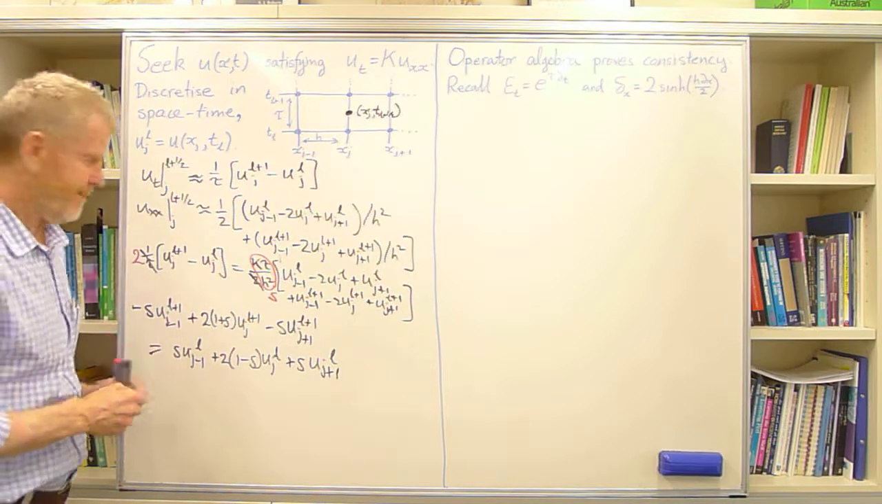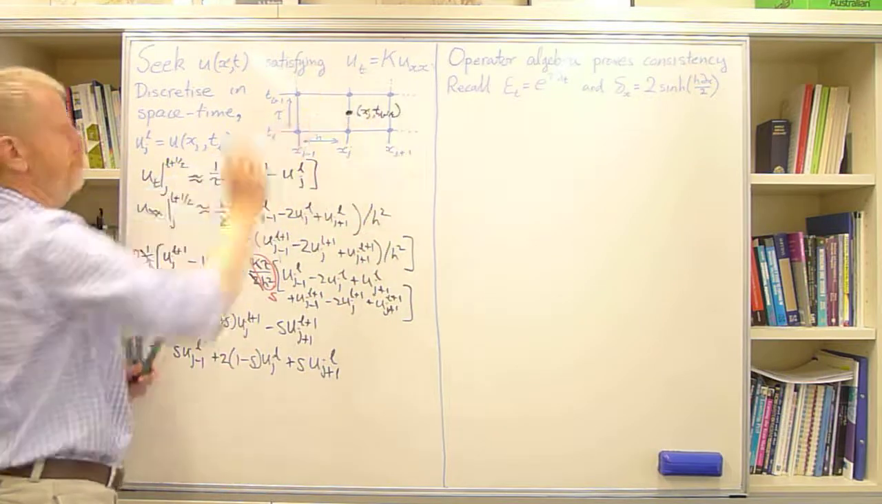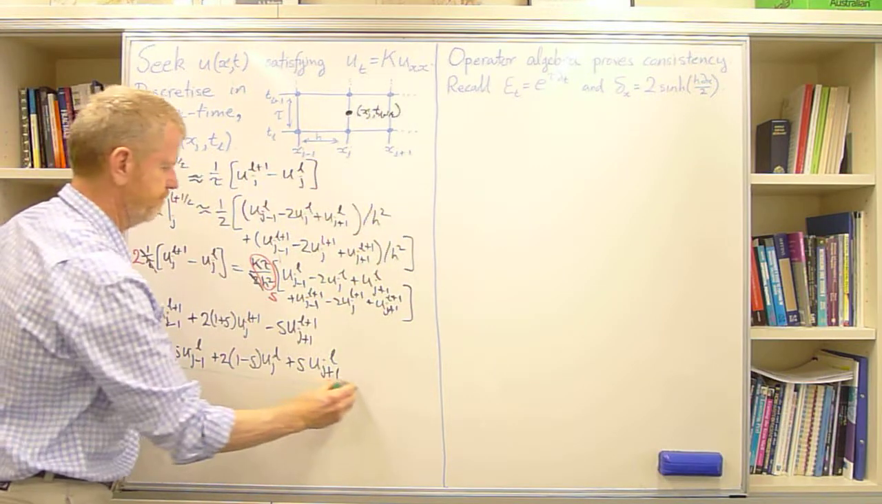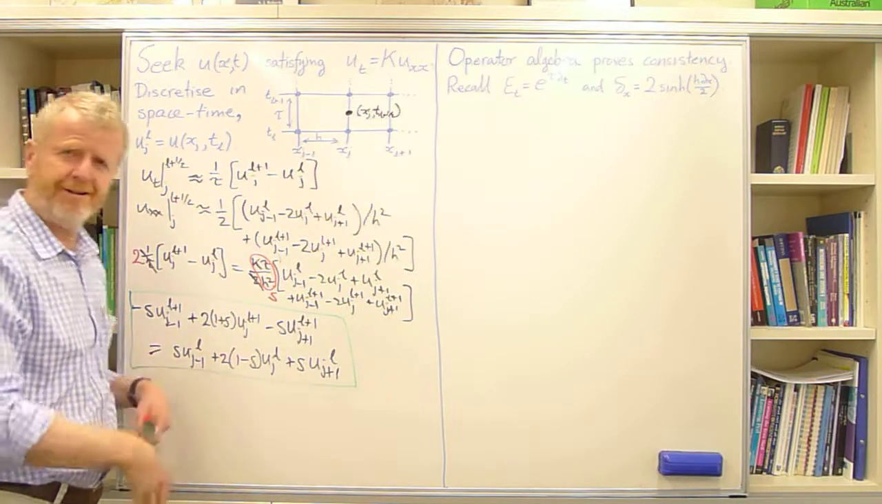And that is the Crank-Nicolson discretization of the partial differential equation. And it's that we need to analyse and implement.